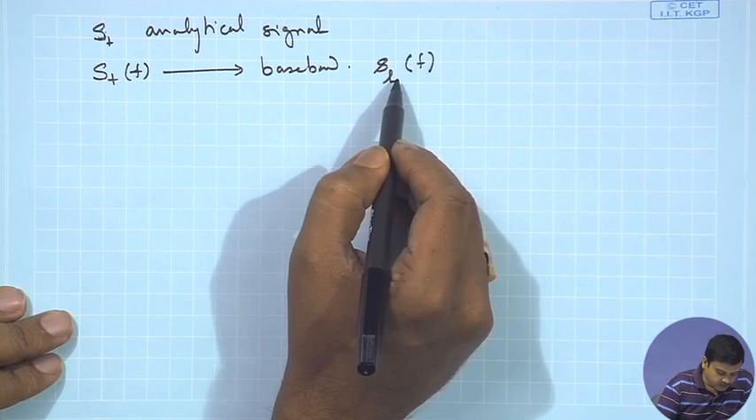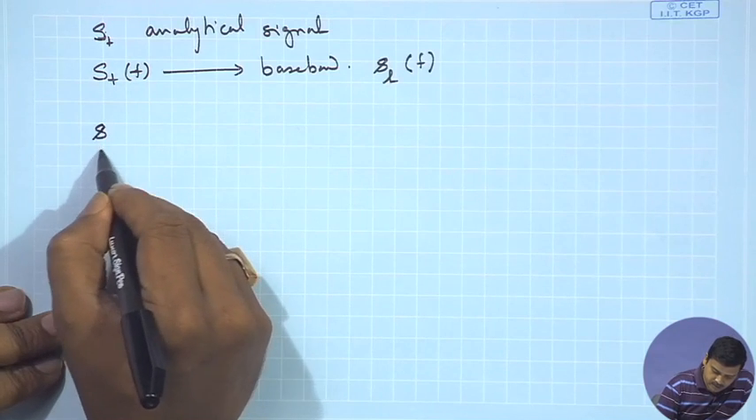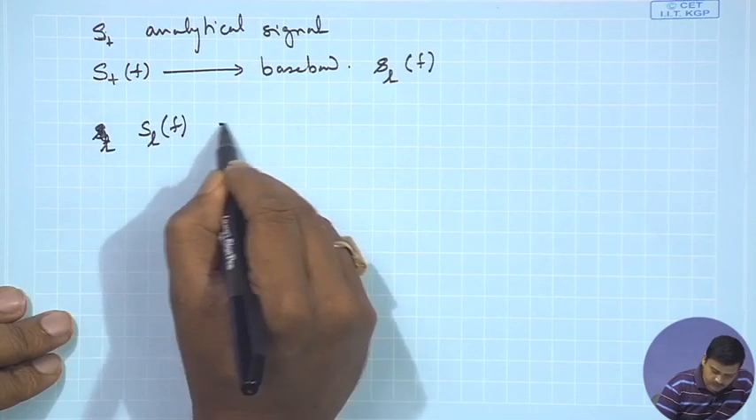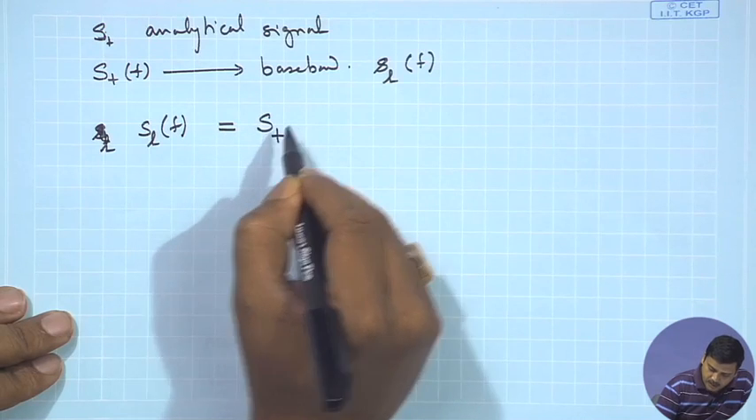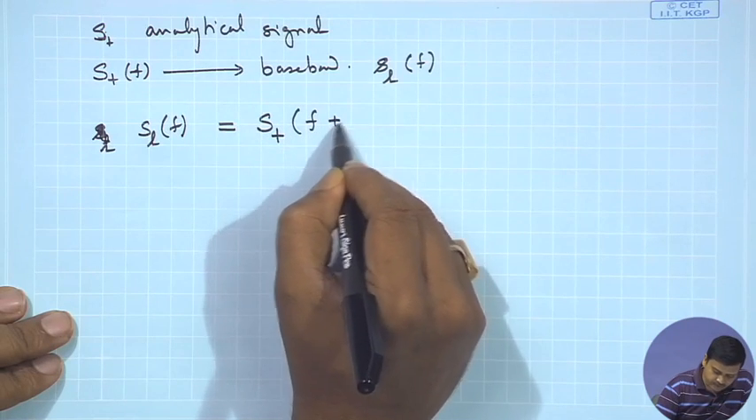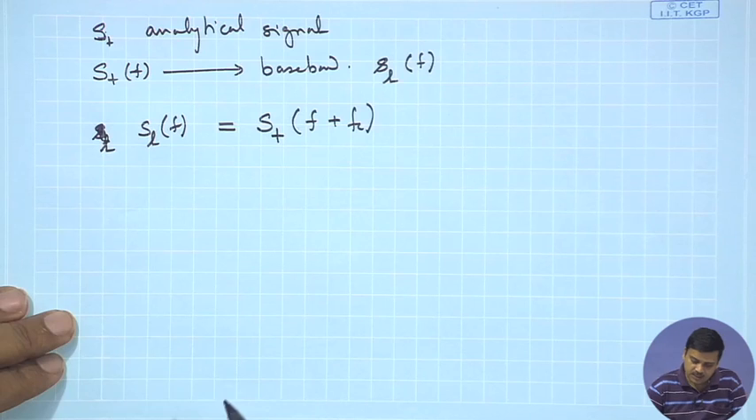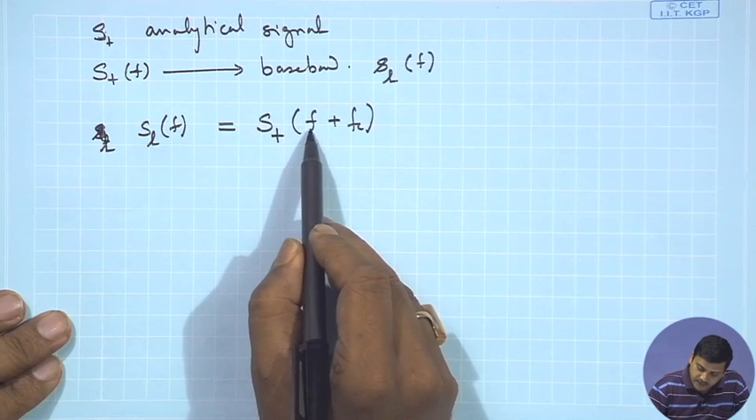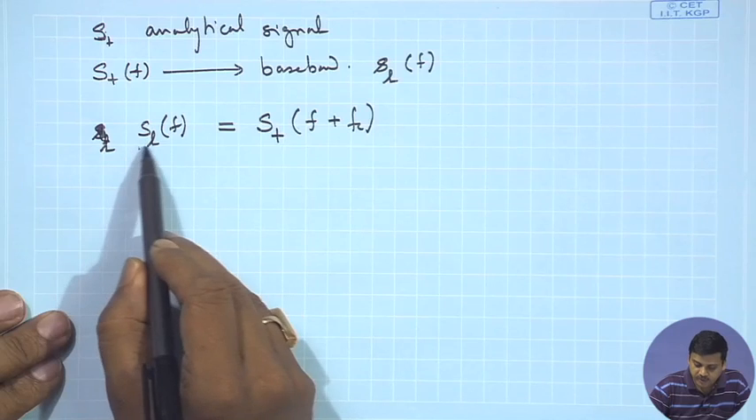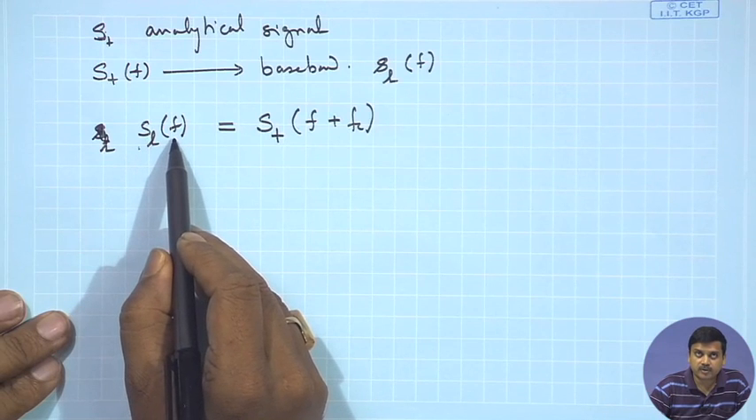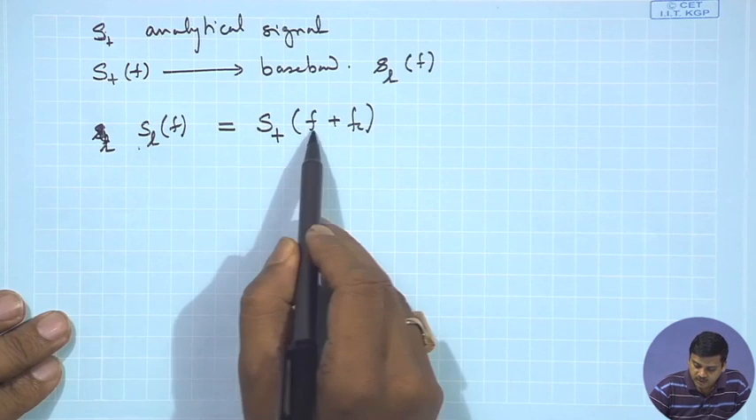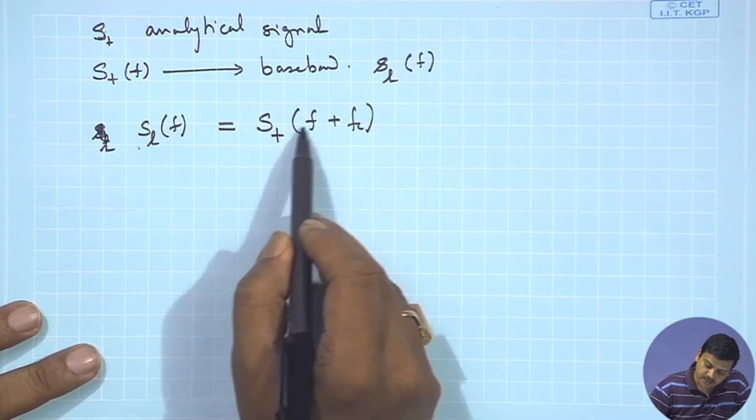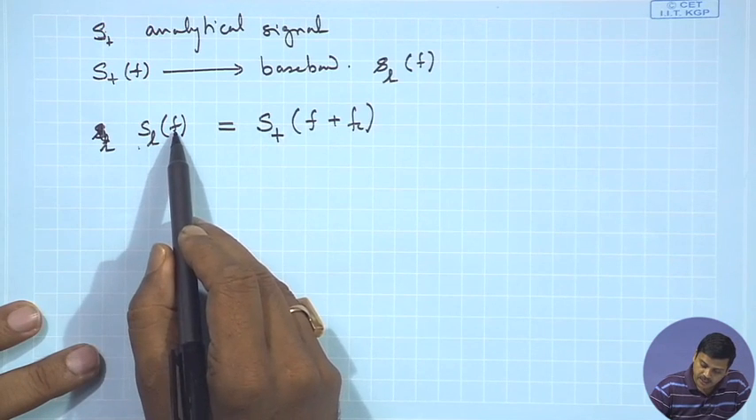That is what we are talking about. So, we could write S_L of f is equal to S_plus of f plus f_c. This is nothing but the frequency translation. So, if we put f equal to minus f_c, we are going to get S_L of 0, and if f is equal to f_c, you are going to get S_plus of 0, and so on and so forth.